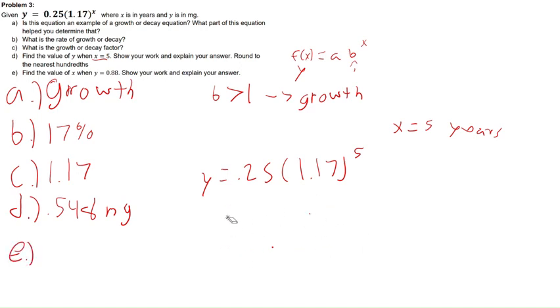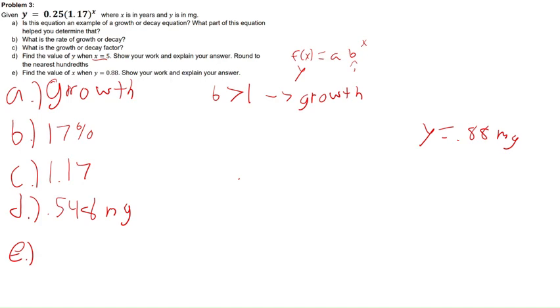So now instead of solving for y, we're going to be solving for x, and we're going to be given y. So here, y equals 0.88 milligrams. So we want to do 0.88. Right, let's move this up. 0.88 is equal to 0.25 times 1.17 to the power of x. So now we just need to find x.